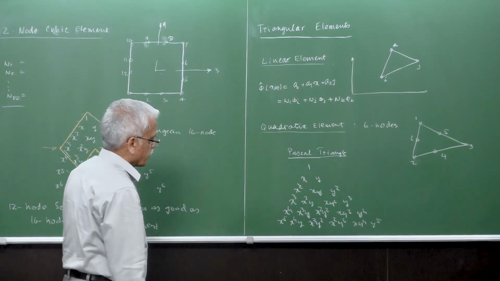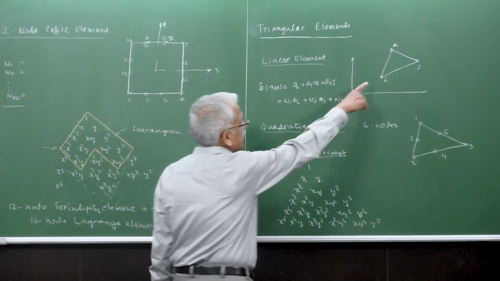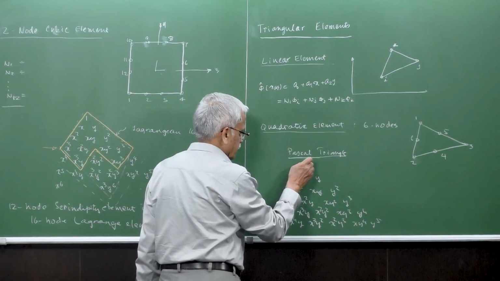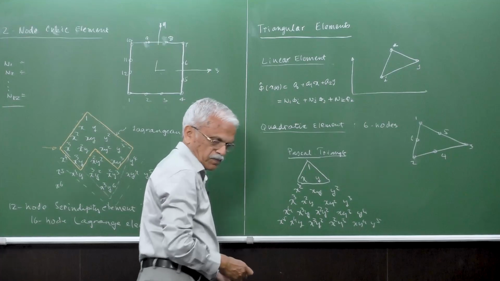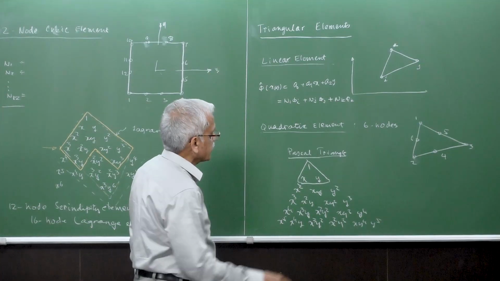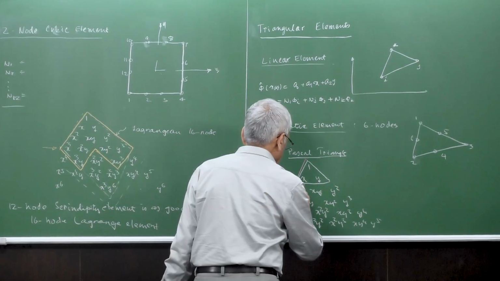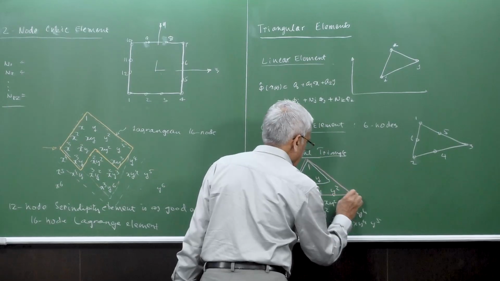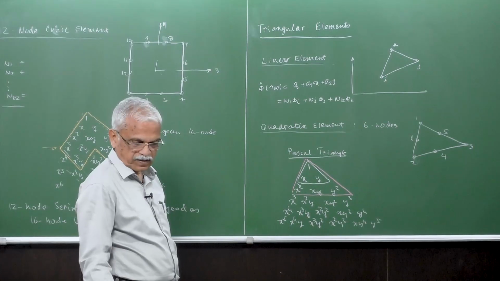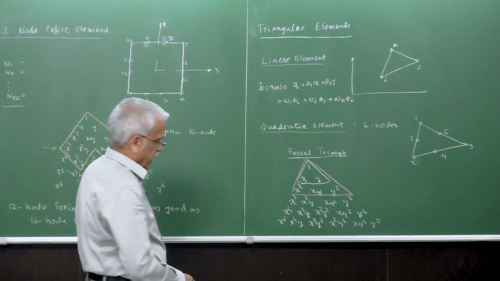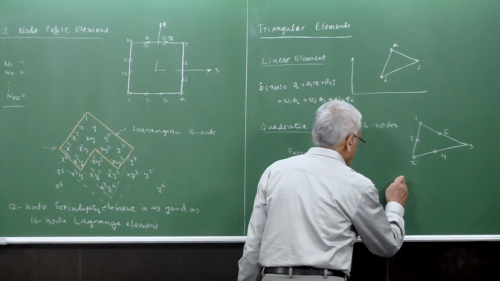Alright, so I wrote them again here. For 3 nodes, we require 3 terms, and those 3 terms are these. For the next one, for 6 nodes, these are just the 6 terms that are needed, and those 6 terms are these 6. And like that, the next one will be quadratic and cubic.